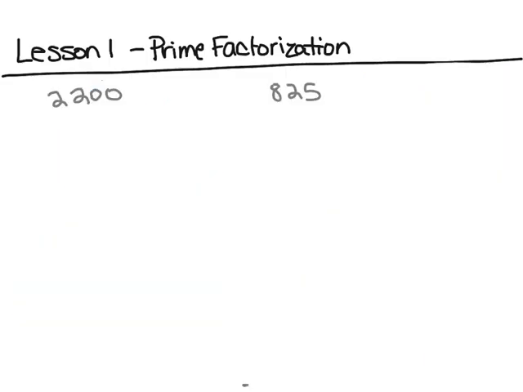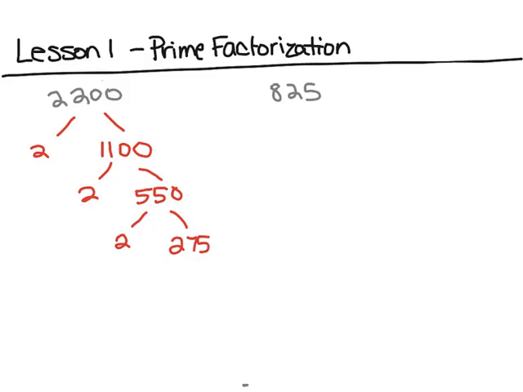Okay, so we want to factor the following. So first one, let's do it with a factor tree. So break it up to 2 times 1,100. 1,100 breaks into 2 times 550. 550 breaks into 2 times 275. 275 breaks down to 5 times 55. 55 breaks into 5 times 11.